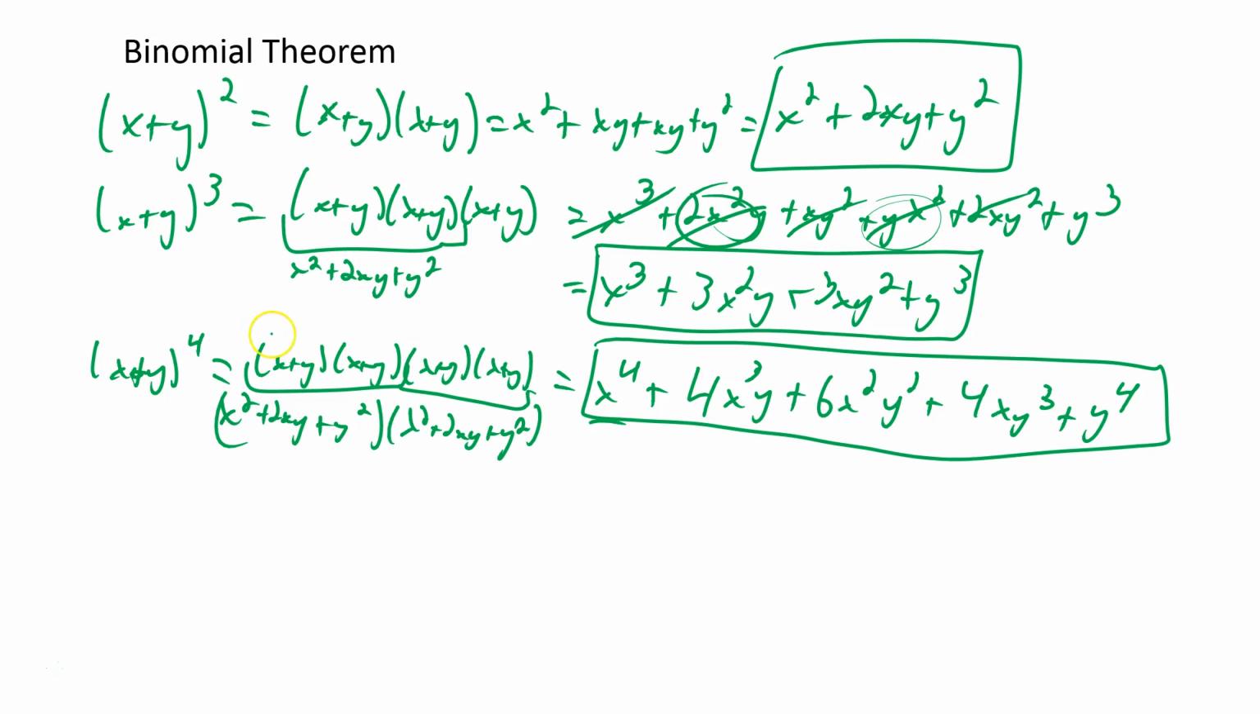So like x cubed y, I could get by getting this x, this y, and this x. But that's not the only way to do that. How many ways are there to do that? Well, I'm going to pick the y from any one of the 4. There are 4 ways to do that.